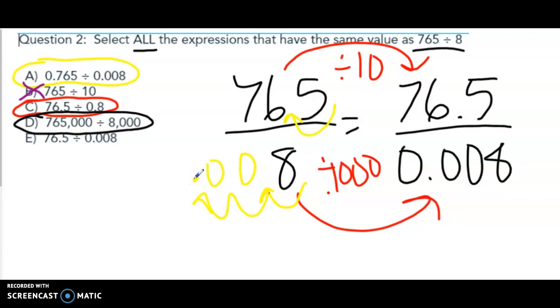So now look right here. I've got divided by 10 and I've got divided by 1,000. Those are not the same factor. They're not the same number. So therefore, we're not going to choose that. That would not have the same value as the original.